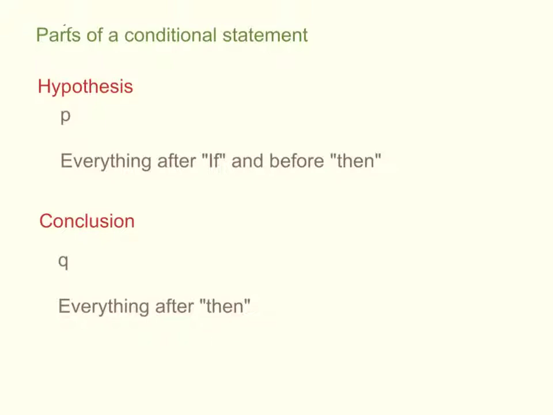Now, when we look at this in symbolic notation, it might look something like this: P then Q. Just to remember, the P part is the hypothesis and the Q part is the conclusion. That's going to be important for how we write the symbolic notation for the next part.